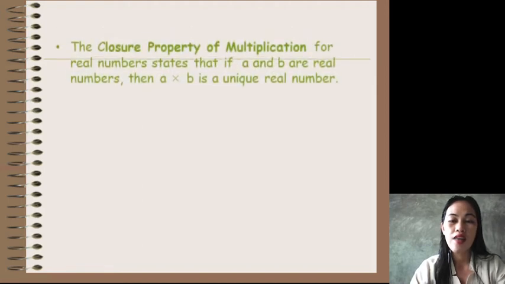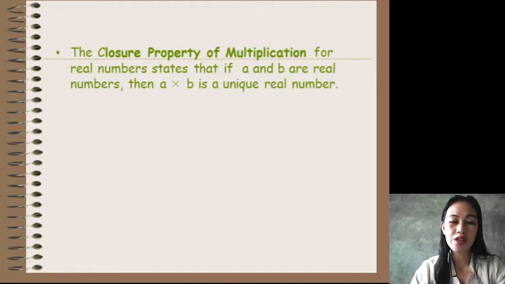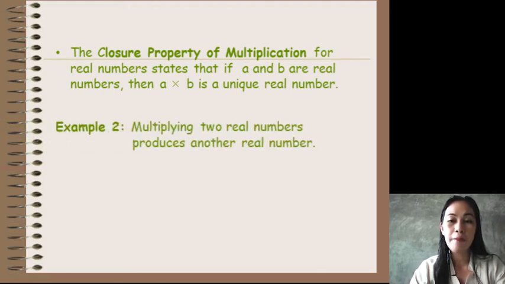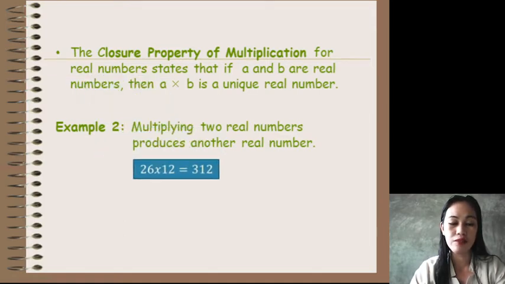Next is the closure property of multiplication for real numbers. It states that if a and b are real numbers, then a times b is a unique real number. An example is multiplying two real numbers, which produces another real number. For example, 26 and 12. If we multiply 26 and 12, we produce another real number, which is 312.